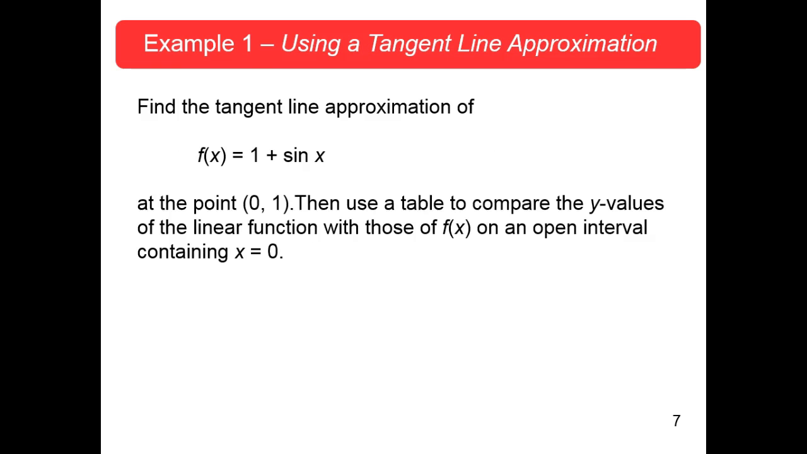Now, here's example 1. First, let's find the tangent line approximation of f of x equals 1 plus sine x at the point (0, 1). Time out, folks. Being the cynic that I am, I want to make sure that this point is on this curve. Is it? X is 0. What is sine x? What is sine of 0? Some of you, I know who you had for trig, so you better know the answer to that. What is sine of 0?